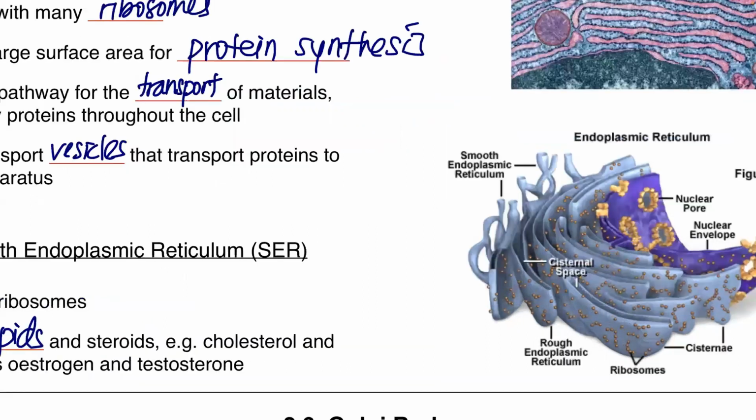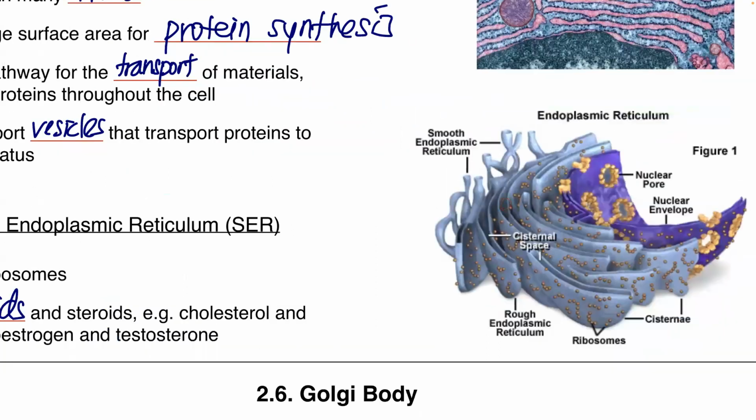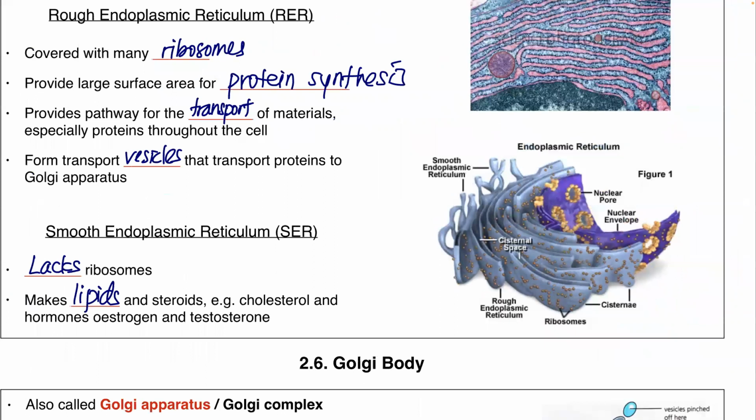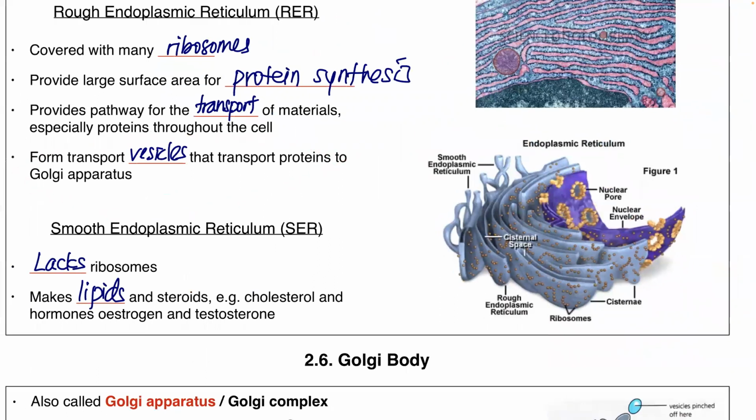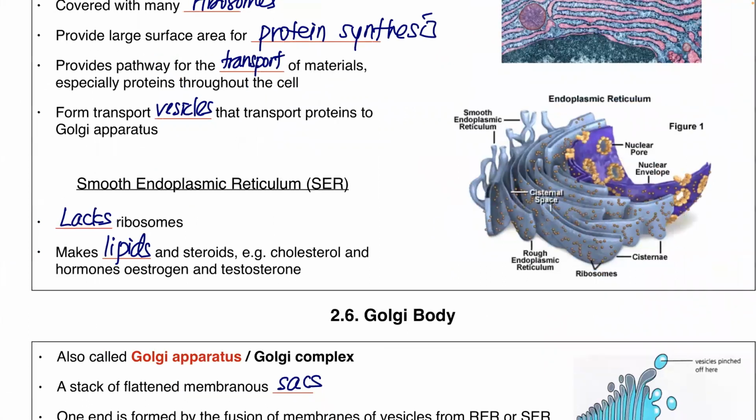We are going to learn that it is actually through this membranous structure where protein is made, and then after that they will pinch off. Later I'm going to show a video for that. Then they form transport vesicles that transport protein to the Golgi apparatus.